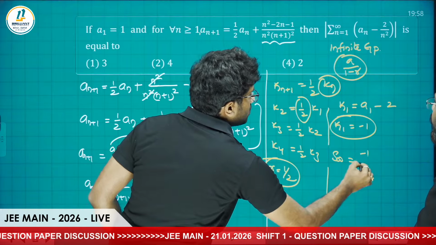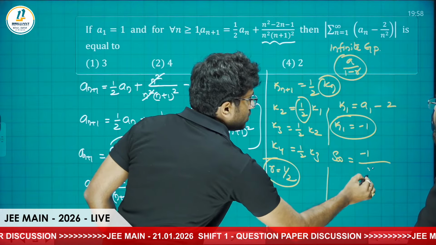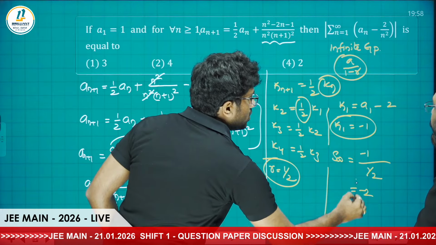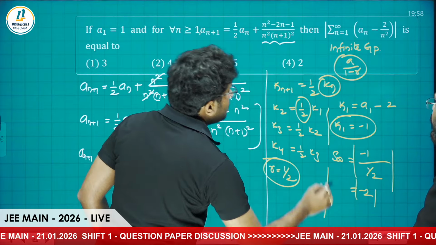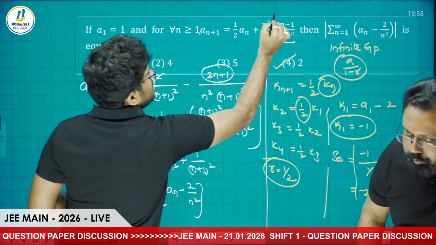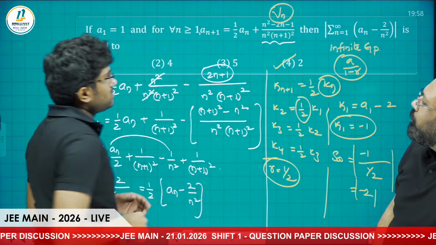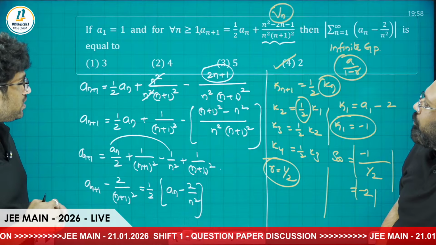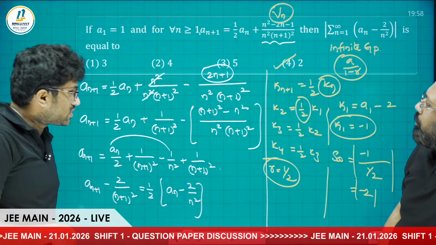Now S infinity is equal to minus 1 by 1 minus 1 by 2, which is equal to minus 2. But they are asking modulus of this, which is equal to plus 2. So this is Vn method from series, some special series Vn method. Coming to the next question.